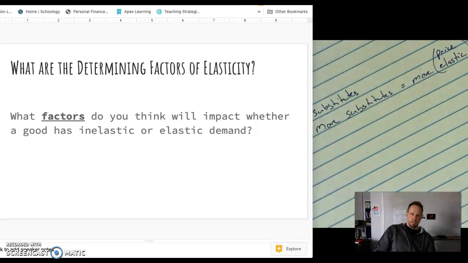Alright, in this video, let's look at some of the factors that determine the price elasticity of demand that goods and services will have. So we're going to look at certain factors that will impact whether a good has either inelastic or elastic demand. And this again is in response to price change, how responsive consumers will be when the prices of the goods and services that they buy change.